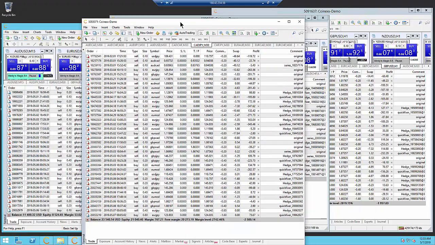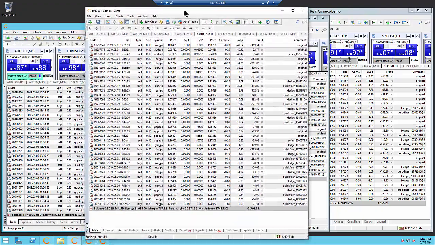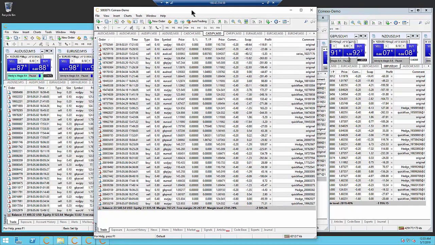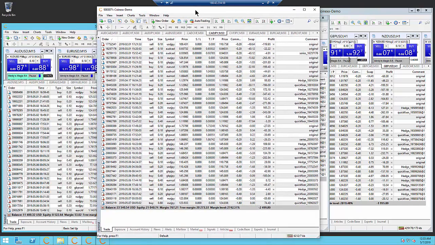These are the accounts that started trading. This one that I just brought to the front is the account that started trading on January 7th of this year, 2019. It started trading with a balance of $10,000. This is a demo account, by the way. I'm only showing you the demo accounts.